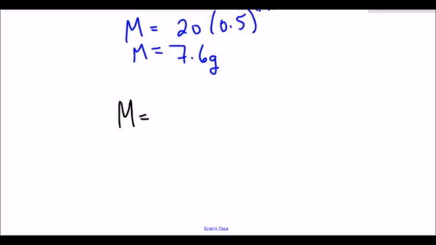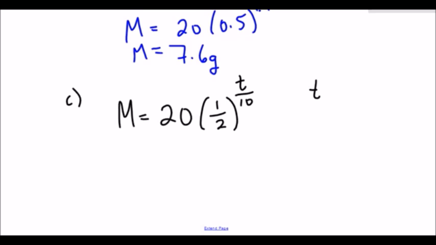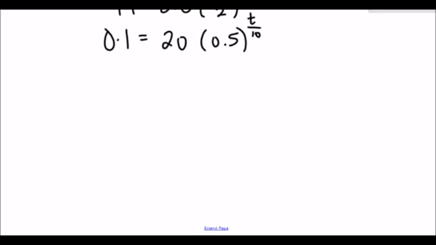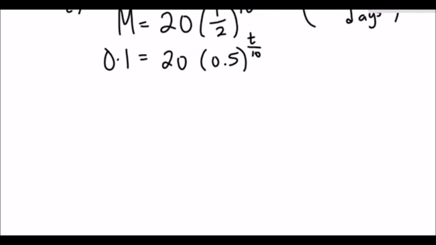So again, here's my equation. This is for part C. 20 grams to start with. It's a half-life question, and the exponent was t over 10, and 10 was because the half-life is 10 days. And I'll just remind myself that t is in days. So what we want is to end up with 0.1 grams. So now my equation looks like this. And I'm now using 0.5 as a decimal instead of 1/2, just because I know I need to do some calculations. So this is my equation, and I need to now solve for t.